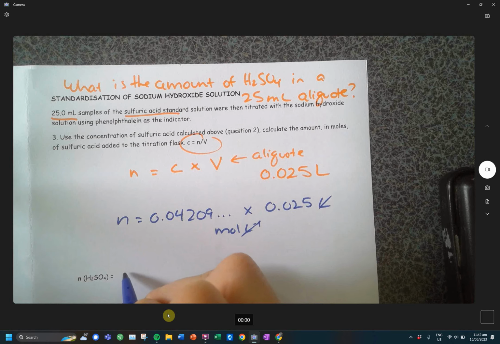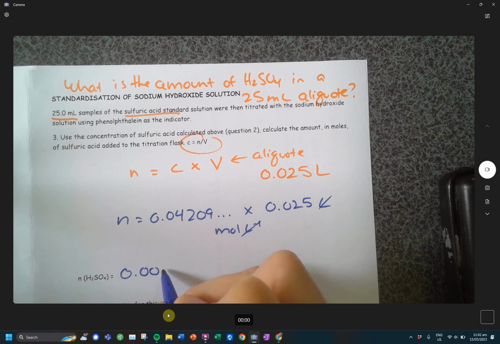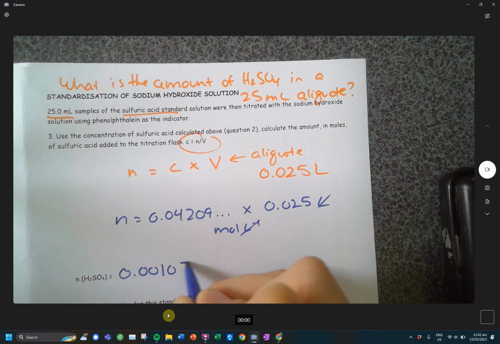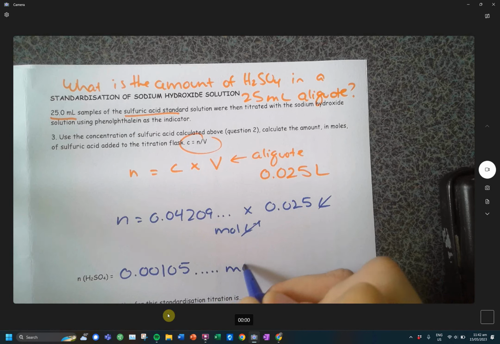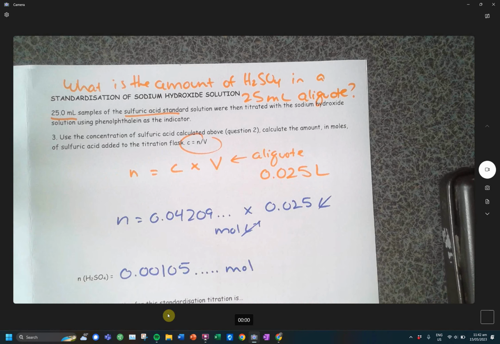So I'm just going to do the same thing, 0.00105, and I'm just going to do lots of dots for now because I don't want to round too early. You'll see when it says to round. Happy with that? Concerns, comments, questions? Or keep going?